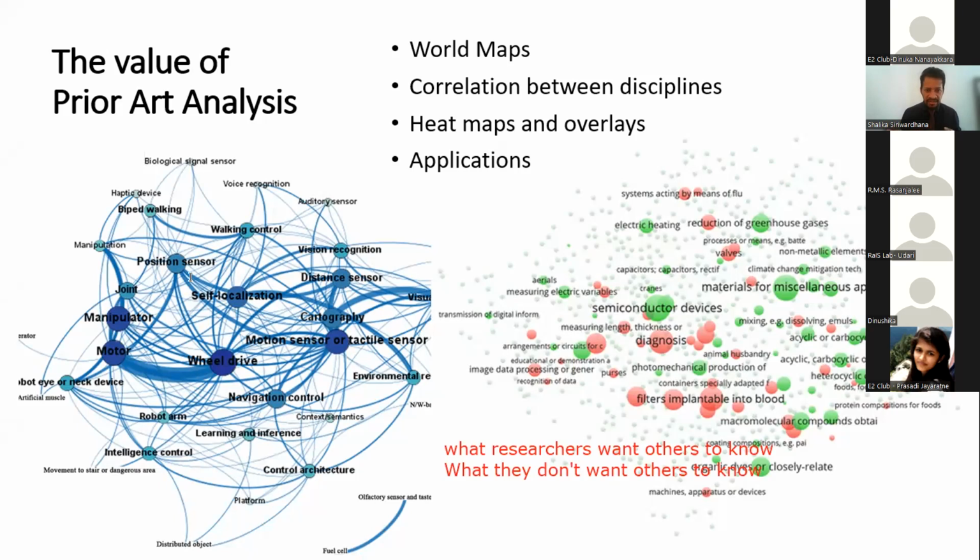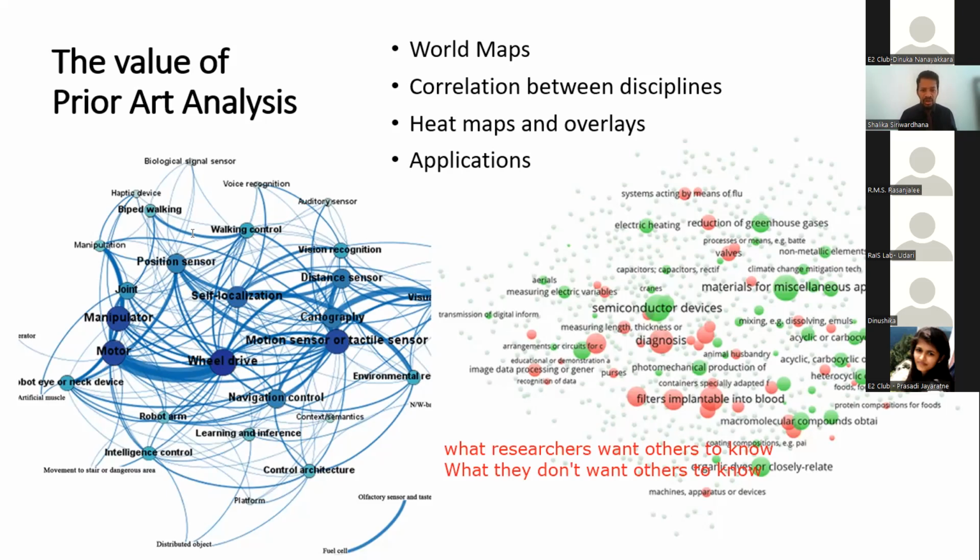When the correlations are very high in terms of scientific literature, that means two keywords are appearing together. So then you can figure out what are the other areas where your innovation can go. Let's assume you are doing vision. Now, vision recognition is related to self-localization, distance sensor. It can go into cartography, motion sensors, voice recognition, walking controls. All these engineering solutions are connected.